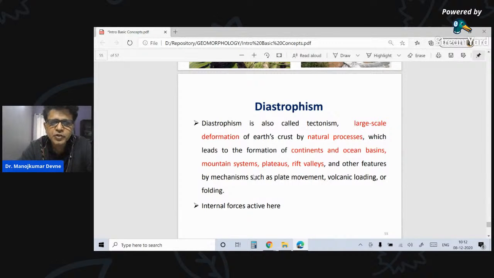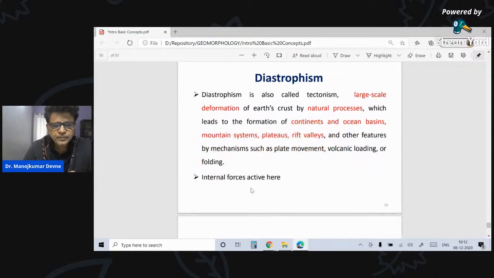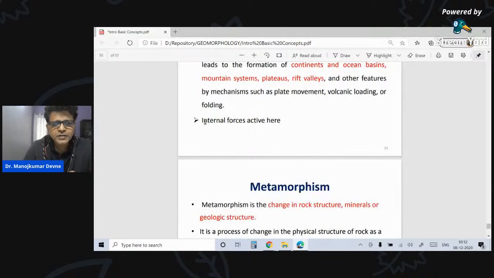Also, large-scale deformation of the Earth's surface by natural processes. And natural processes basically mean from the interior. Okay, it's the release of heat or magma or whatever from the interiors. That's called diastrophism. It leads to formation of continents, ocean basins on a very large scale, mountain systems, plateaus, and rift valleys on a smaller scale as such. Okay, internal forces, as I've said, are active here.